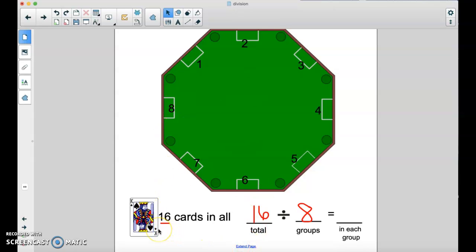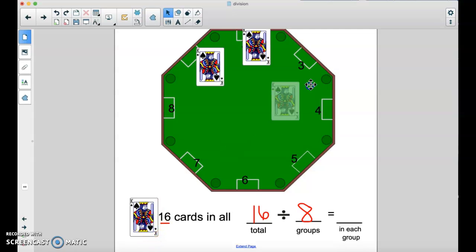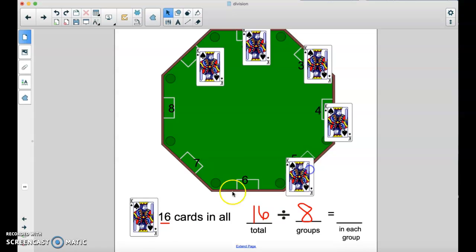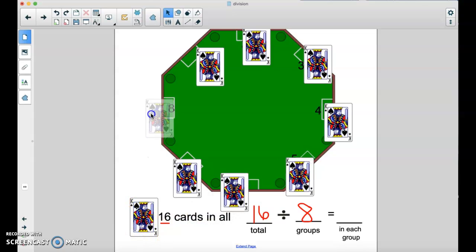So I'm going to equal share and I'm going to pass out the cards. So I'm going to go 1 for you, 1 for you. See, they're all kings, but that's okay. 1 for you, 1 for you, 1 for you, 1 for this guy, 1 for this guy, 1 for this guy. Now I have 16 in all, but look, I only passed out 8 cards.